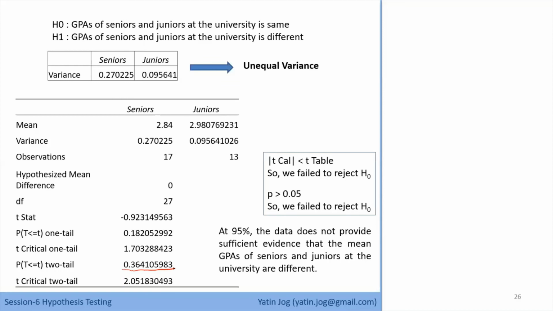So when I say we fail to reject H0, that means we'll go ahead with H0, and that is there is no significant difference in the GPAs of seniors and juniors. Am I clear? Can we go ahead?